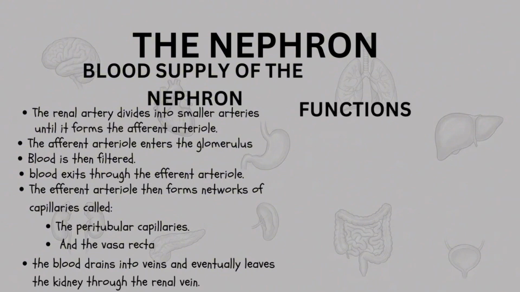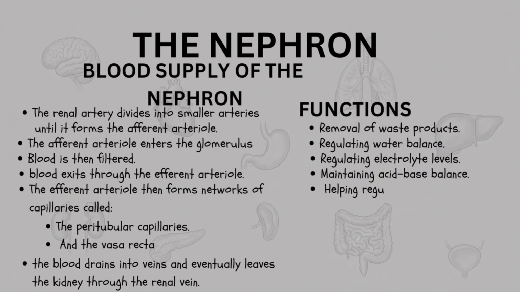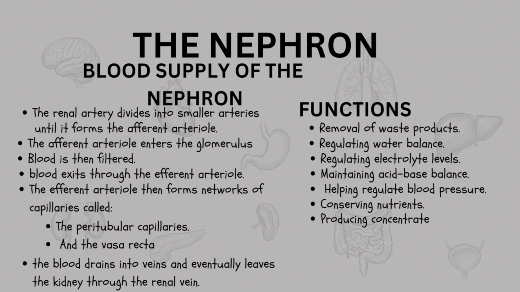Functions of the nephron. The nephron performs numerous vital functions, including removing waste products from the blood, regulating water balance, regulating electrolyte levels, maintaining acid-base balance, helping regulate blood pressure, conserving nutrients such as glucose and amino acids, and producing concentrated or dilute urine depending on the body's needs.